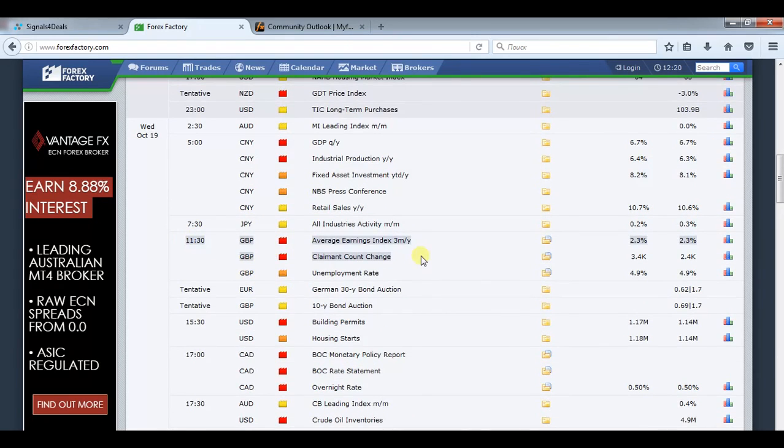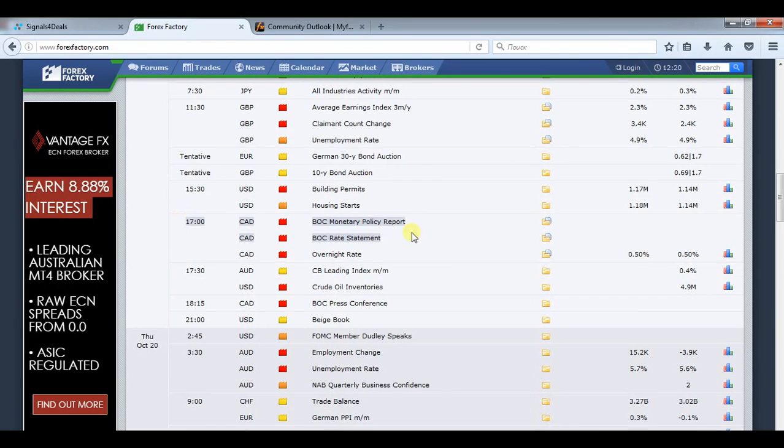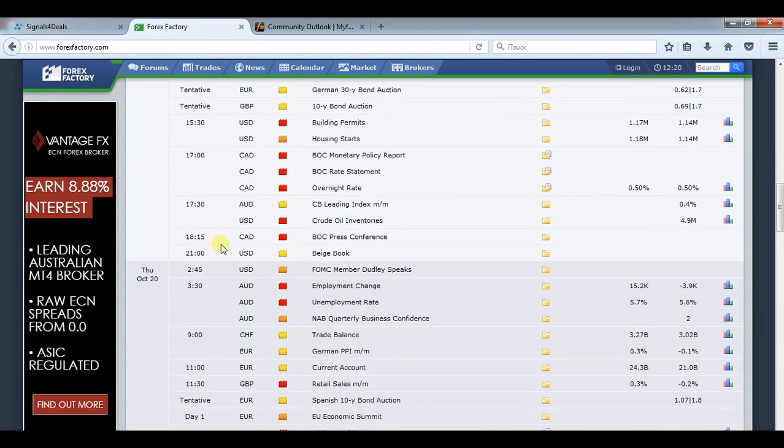Also labor market news in the United Kingdom, so the British pound will be quite volatile on this news, and also the BOC rate statement and BOC monetary policy report. So if you trade the Canadian dollar, you should also be very careful on Wednesday.